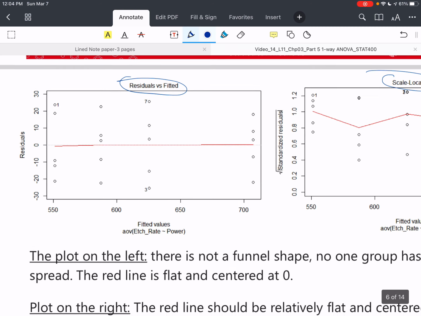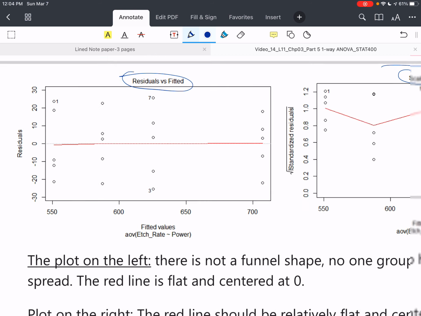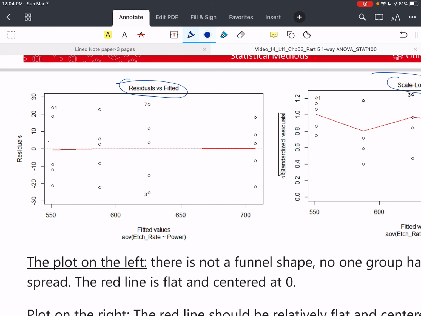So let's get started. Let's take a look at this plot on the left, and we do not see any funnel shape with these exterior points. What we see is, and you'll notice that this line is supposed to be flat and near zero, because the residuals have an average of 0. So if there's a location shift in these residuals, then you may see this line do something like that.